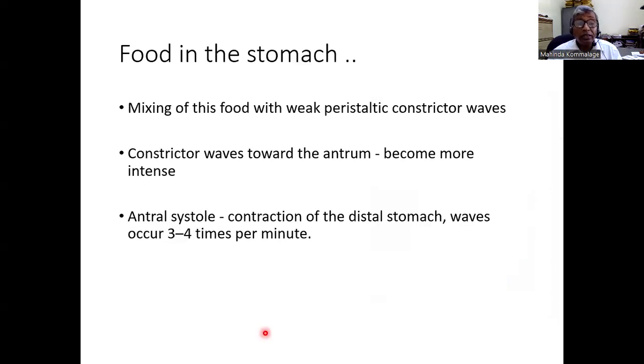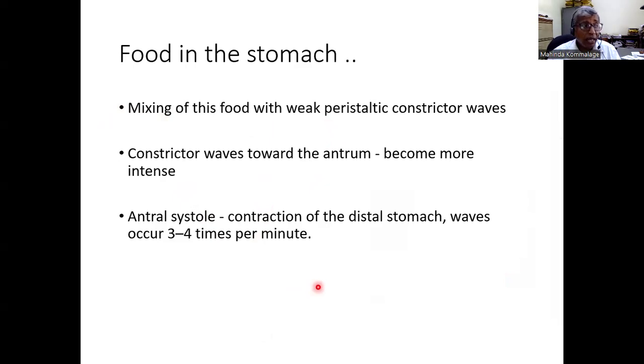Right. So the food in the stomach mixes with weak peristaltic contraction waves. The contraction waves move toward the antrum. That means the lower part of the stomach we call the antrum. And then there is something called antral systole.